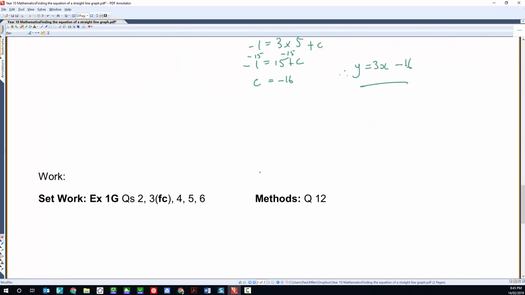Okay, so the work today, I think, or I recall that you've done those already for homework, so you don't need to do those ones. So it's just 4, 5, and 6. Girls who are intending to do methods in 2020, can you do that question there, question 12? And I've also got a worksheet that will be passed on to you in class.